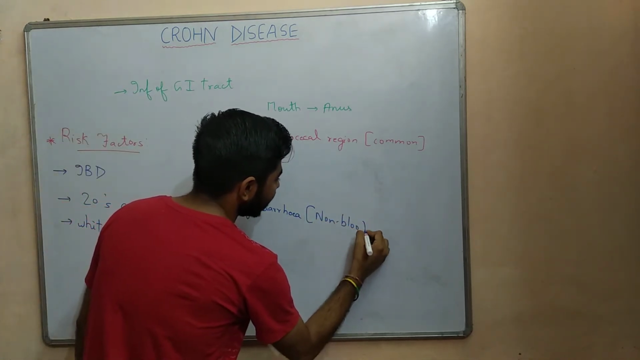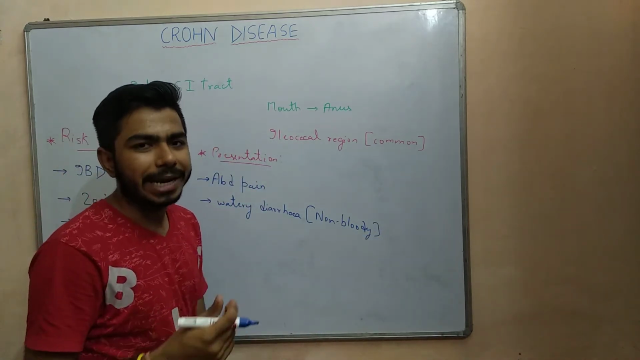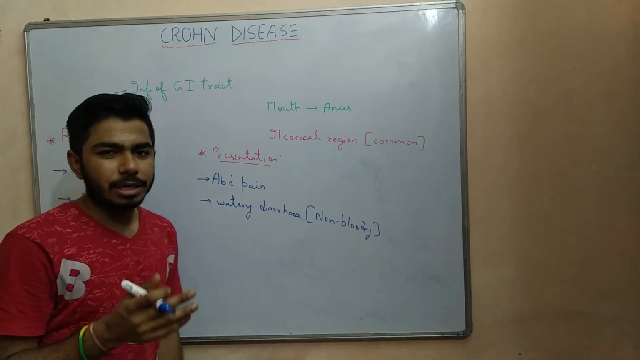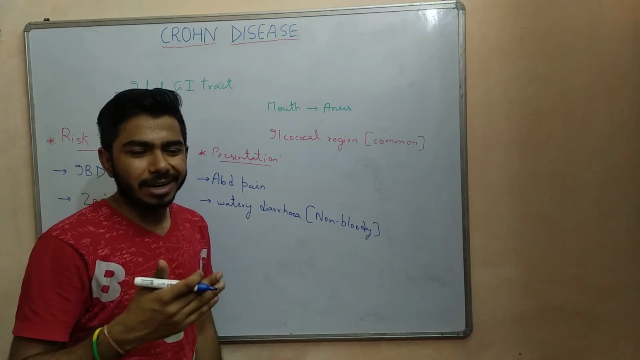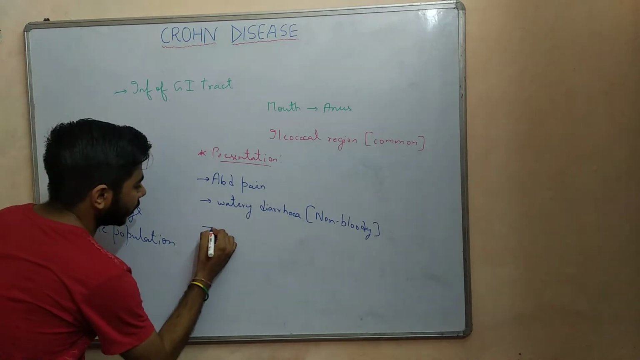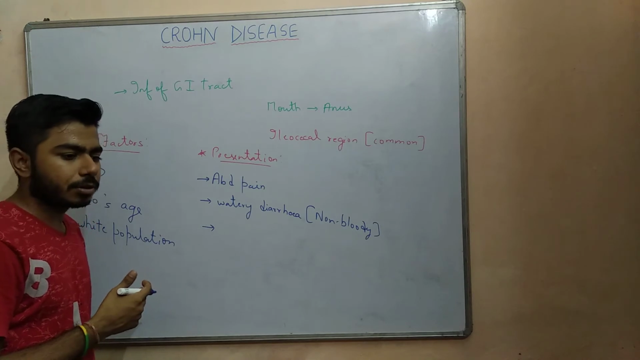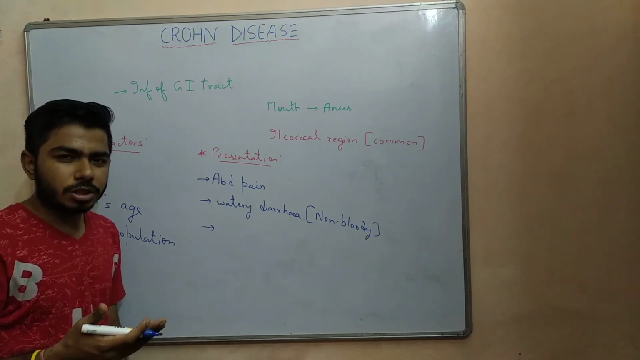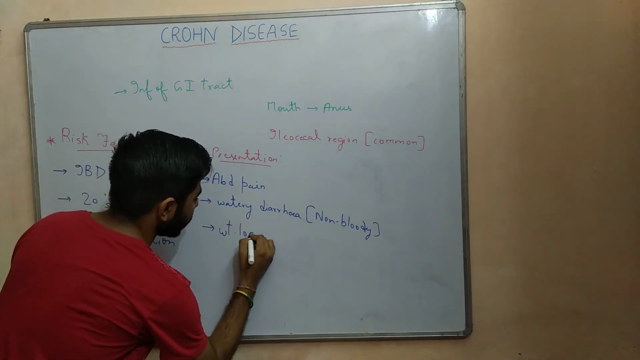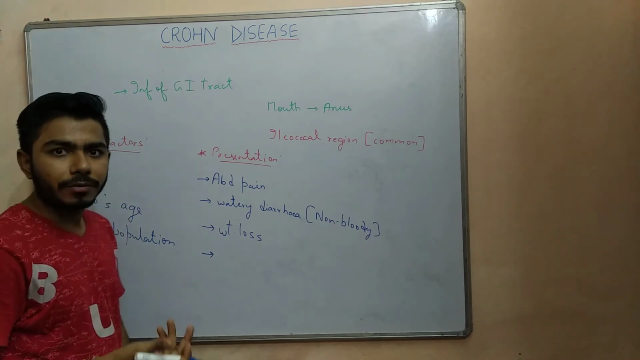Usually if bloody diarrhea is seen, that most commonly indicates ulcerative colitis. However, in some patients there can be bloody diarrhea, but it is quite rare. Okay. And what else? If watery diarrhea is there, that person is more susceptible to losing weight as well. So weight loss can be there in such persons.